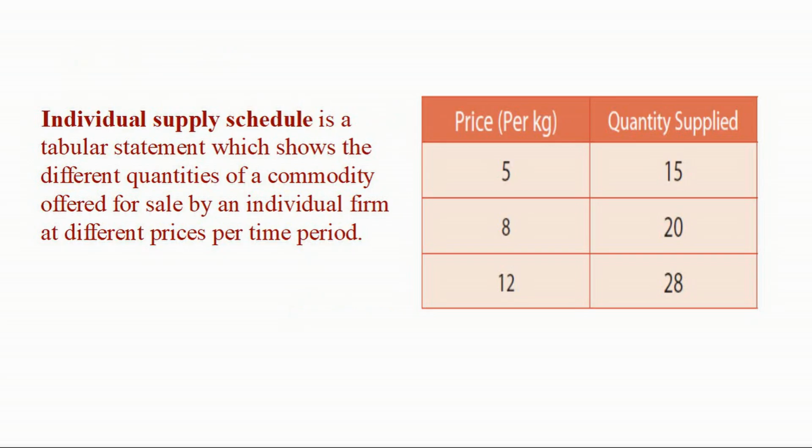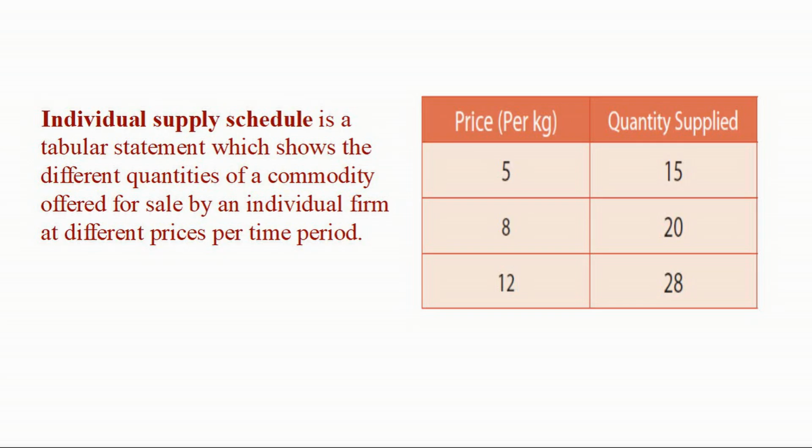Individual supply schedule is a tabular statement which shows the different quantities of a commodity offered for sale by an individual firm at different prices per time period. Look at the schedule or the table. When the price is 5, this individual firm is willing to offer around 15 units. Whenever the price becomes 8, it will increase its quantity supplied to 20.